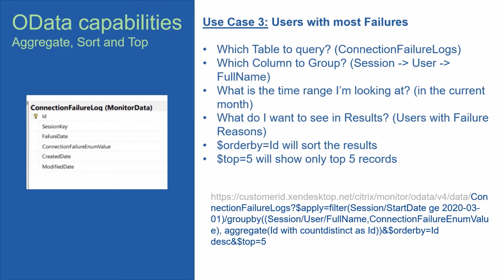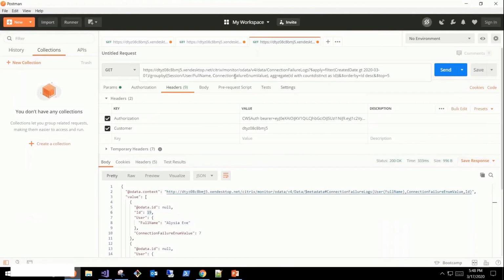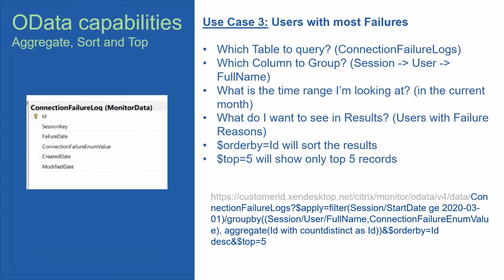This had aggregate. So what we did was we grouped by this connection failure and the full name of user, and later aggregated all the IDs which came, distinct, to get the number of failures of that particular user.